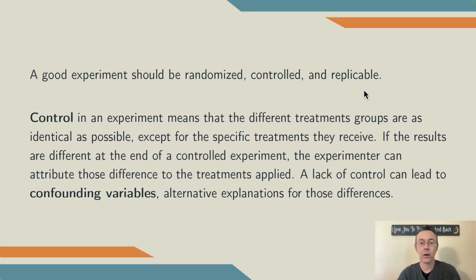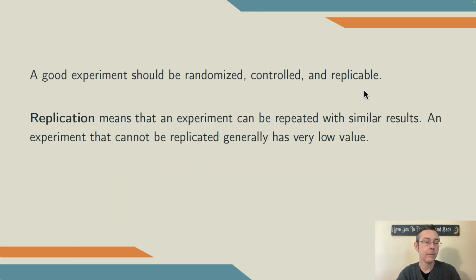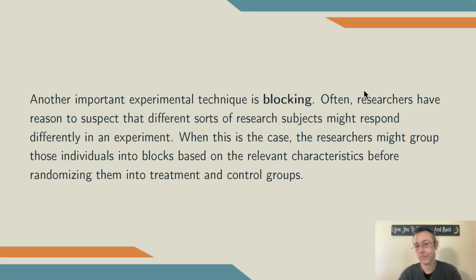All of these things are confounding variables, alternative explanations for the differences between the groups at the end of our experiment. Again, at the end of our experiment, we'd like to be able to point to the treatment as the cause. Finally, a good experiment should be replicable, and that means that we can do the experiment again and expect fairly similar results. If an experiment can't be replicated, it's going to have fairly low value.